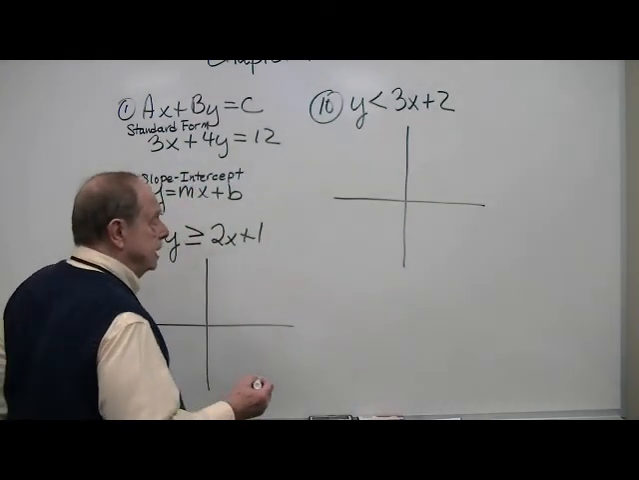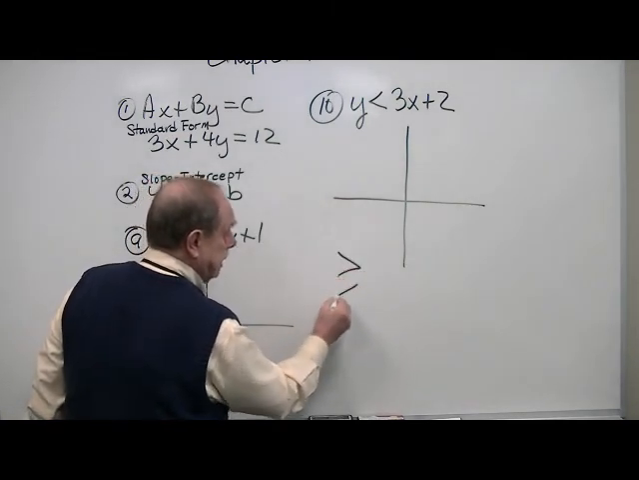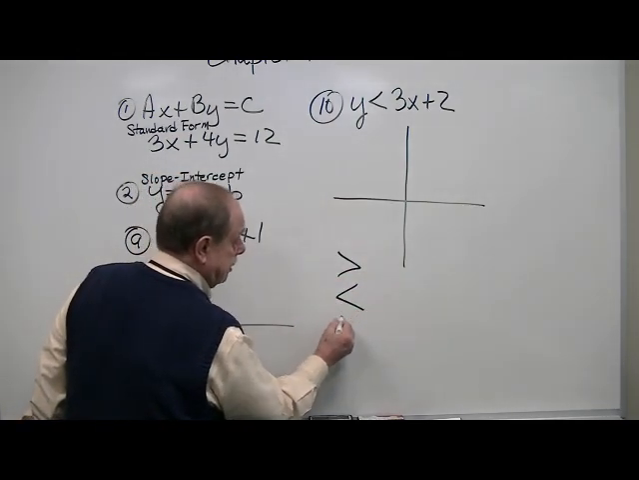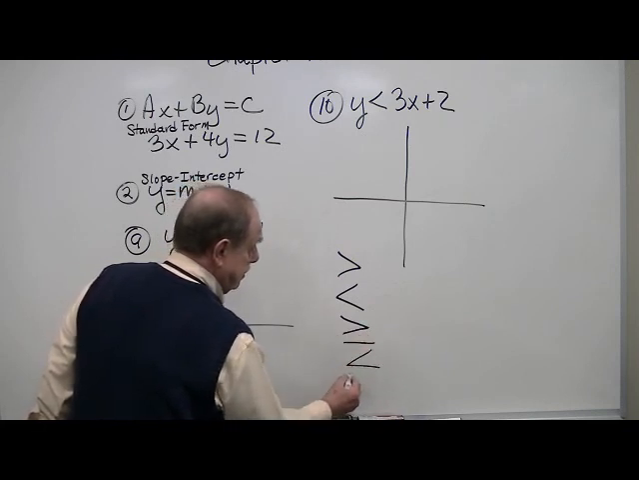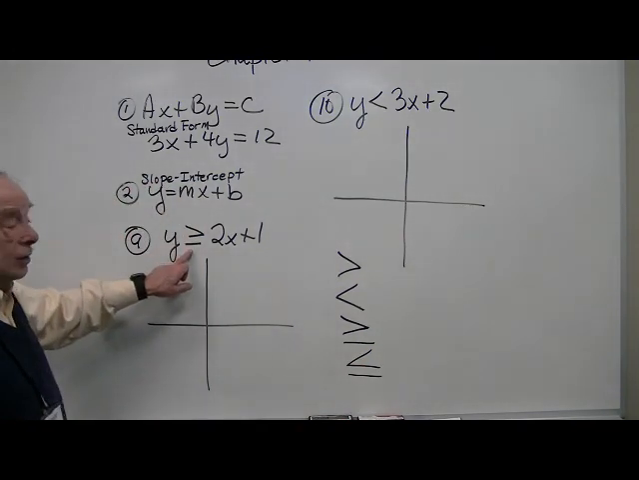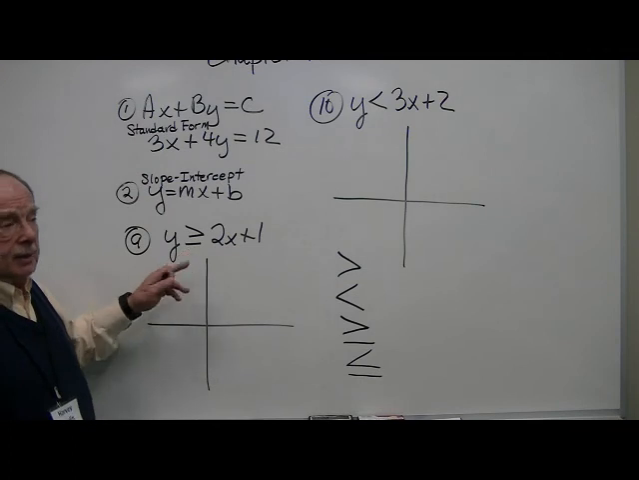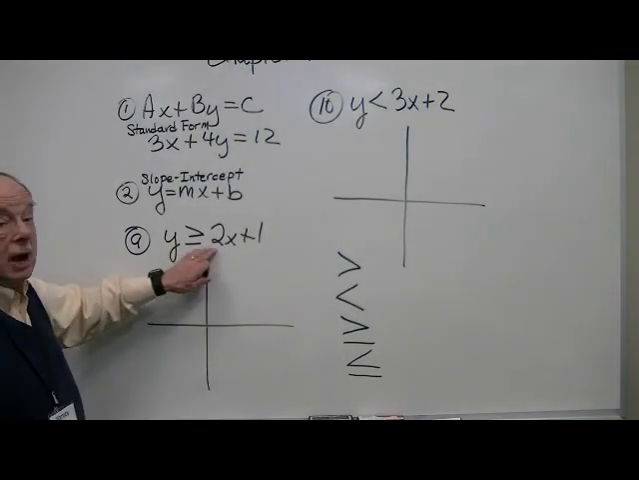Now there are 4 inequality signs: greater than, less than, greater than or equal to, less than or equal to. So here we see greater than or equal to. So I'm going to give you some background on how to graph these.